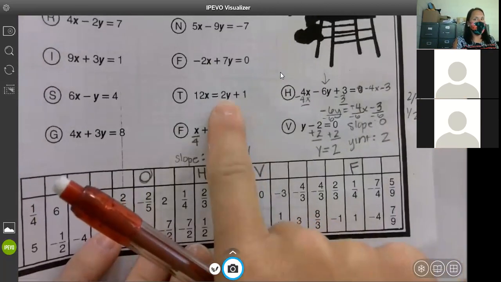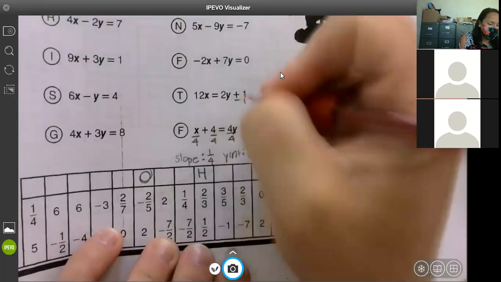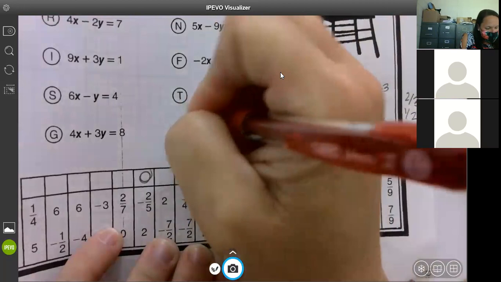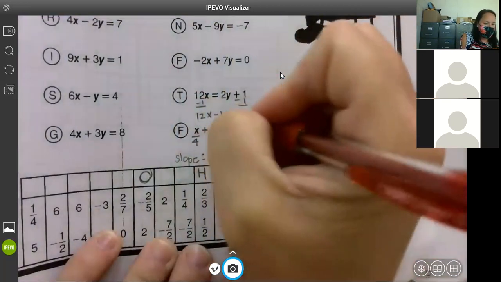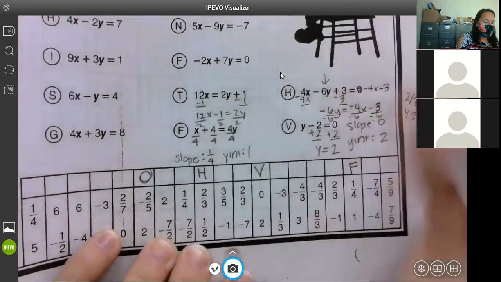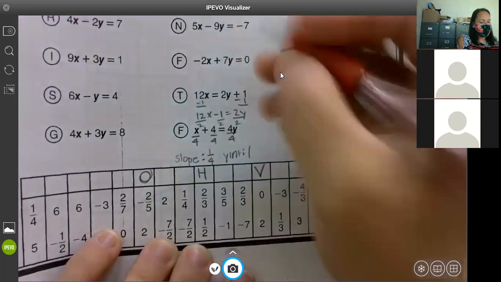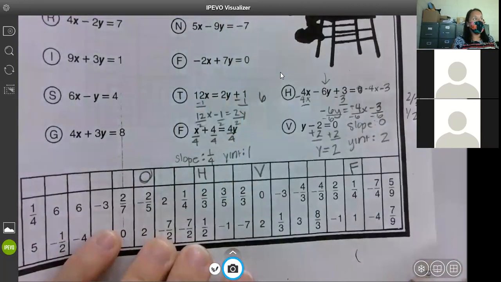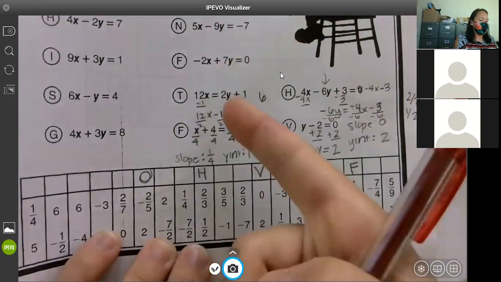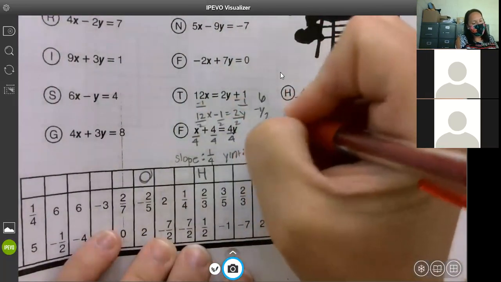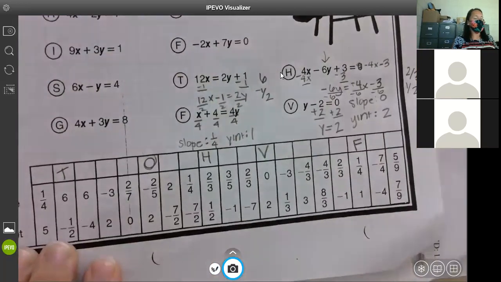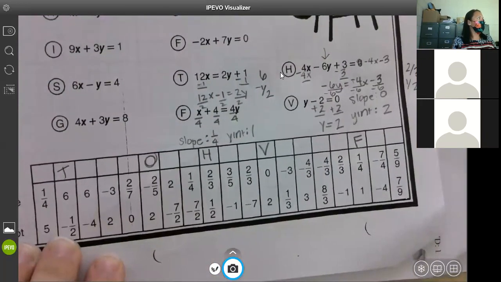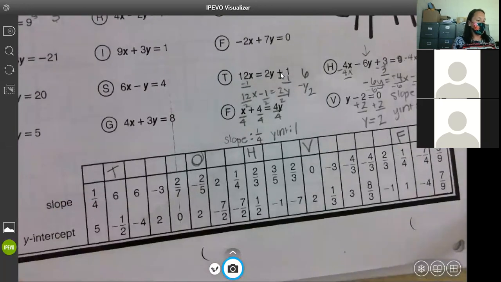Here's Y. What do I need to move away from the Y? So I'm going to subtract 1. I get 12X minus 1 equals 2Y. What's your last step? Yep, and it doesn't matter what side it's on. So then my slope is 12 divided by 2, which is 6. Yes. And then negative 1 divided by 2 is my y-intercept. So 6 and negative 1/2 is up here. And that is T. Everybody good? Now, again, everything else is move X, divide by Y. Move X, divide by Y.